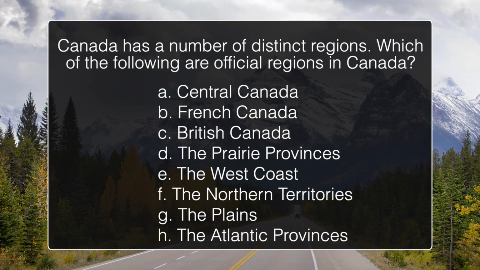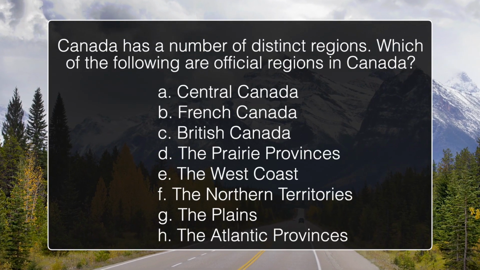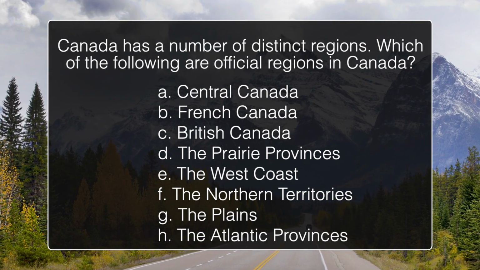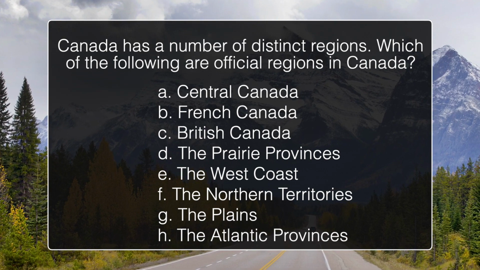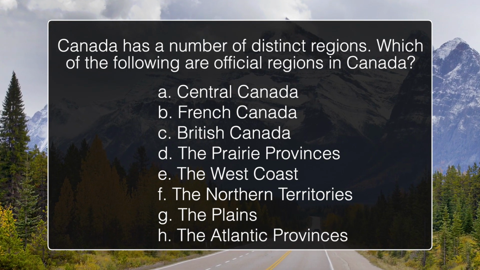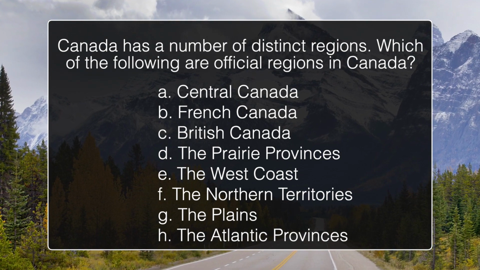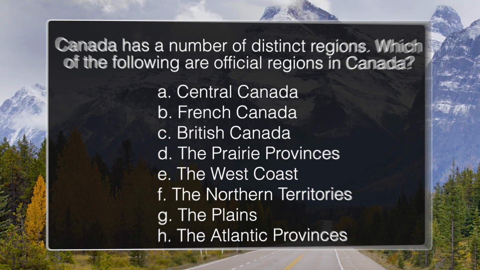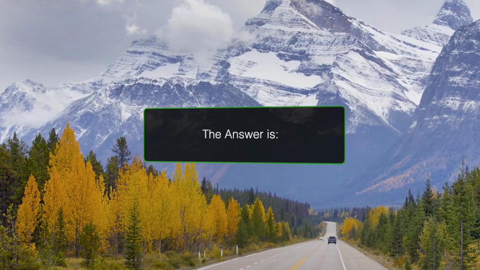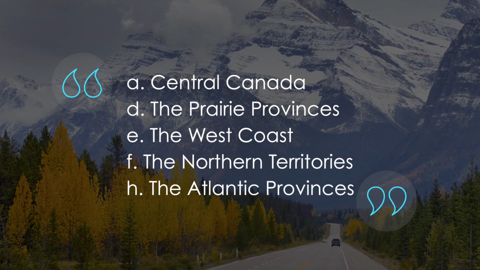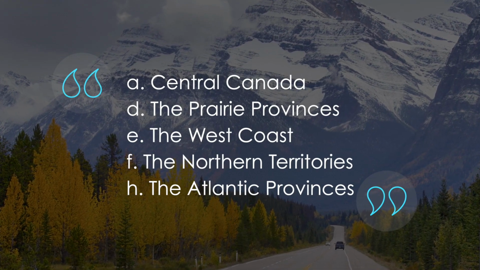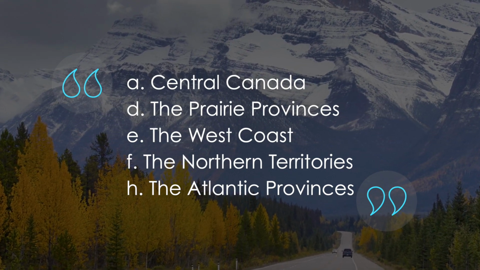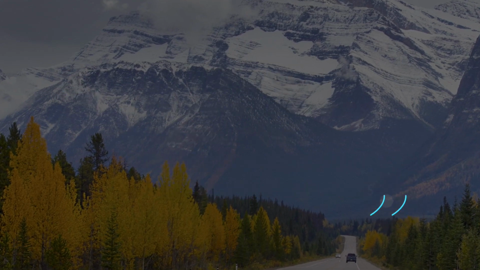Canada has a number of distinct regions. Which of the following are official regions in Canada? Central Canada, French Canada, British Canada, the Prairie Provinces, the West Coast, the Northern Territories, the Plains, the Atlantic Provinces. The answer is Central Canada, the Prairie Provinces, the West Coast, the Northern Territories, the Atlantic Provinces.